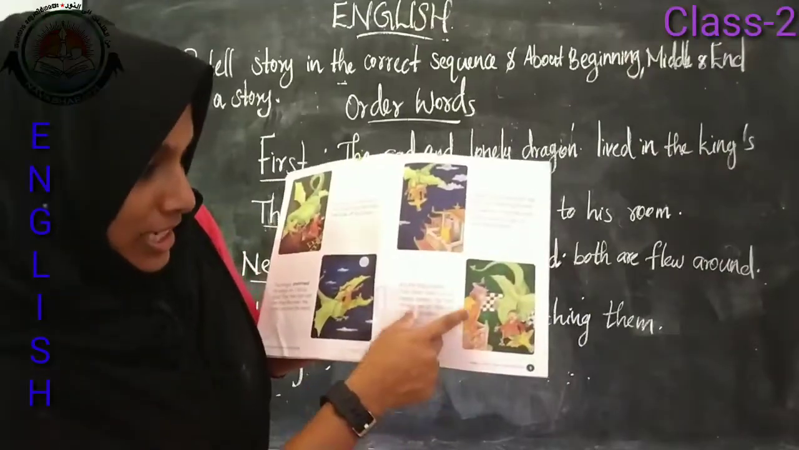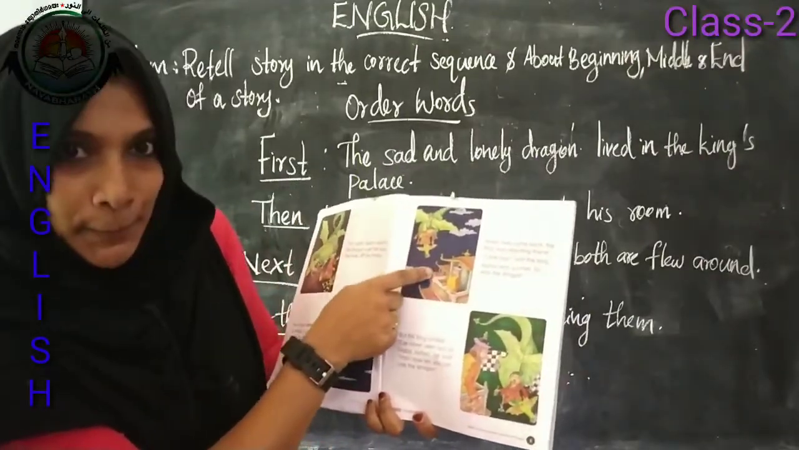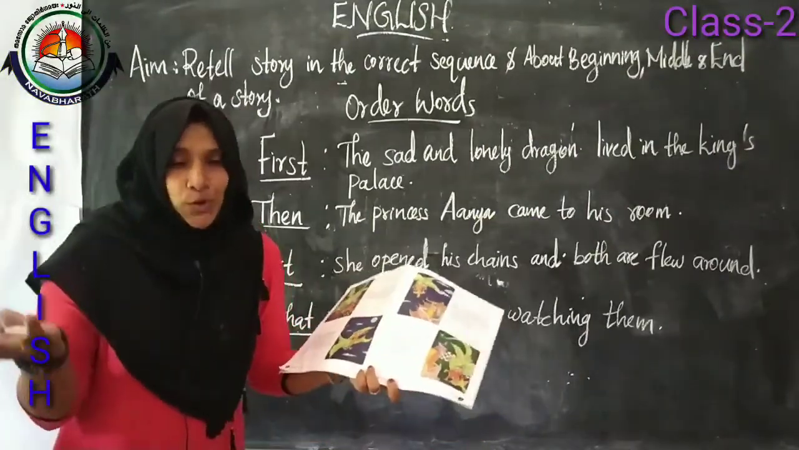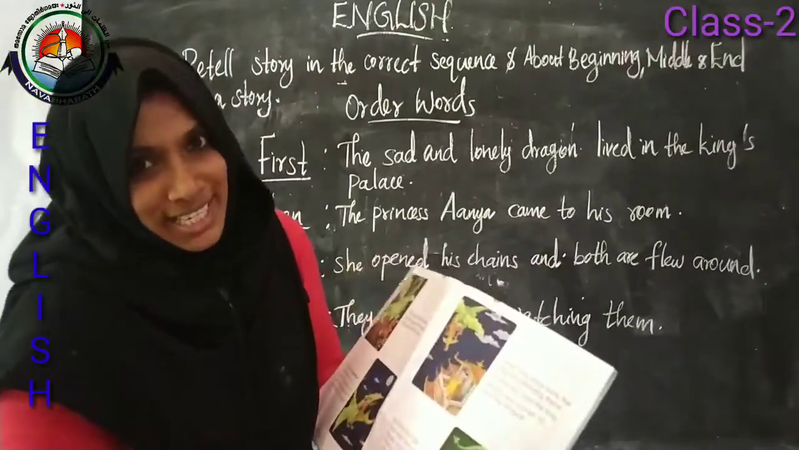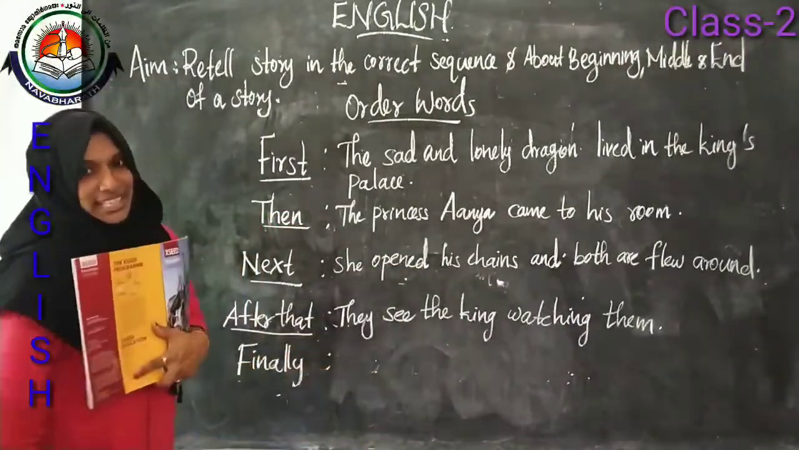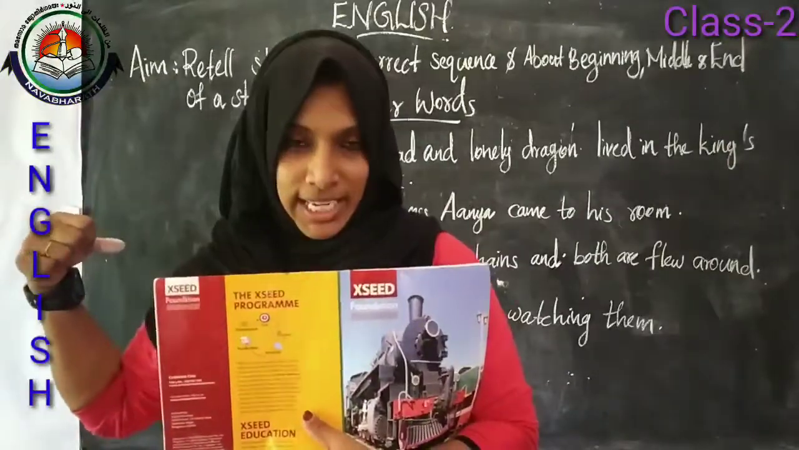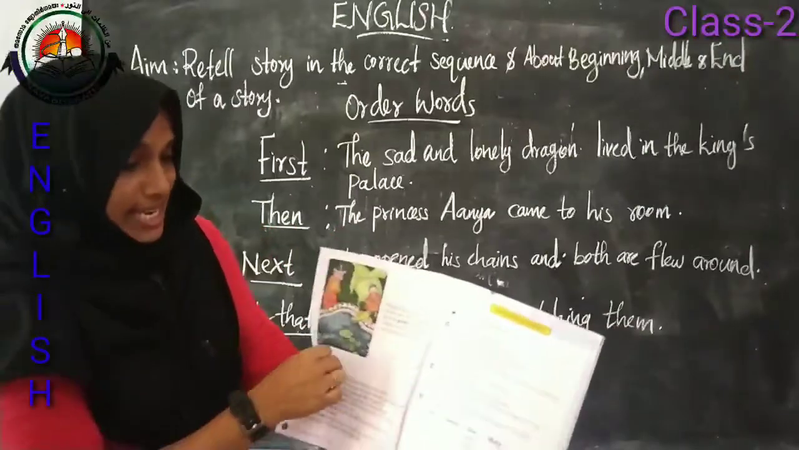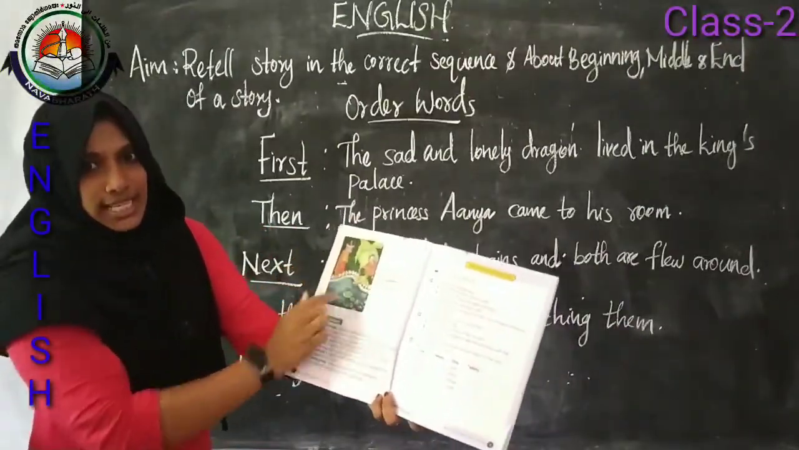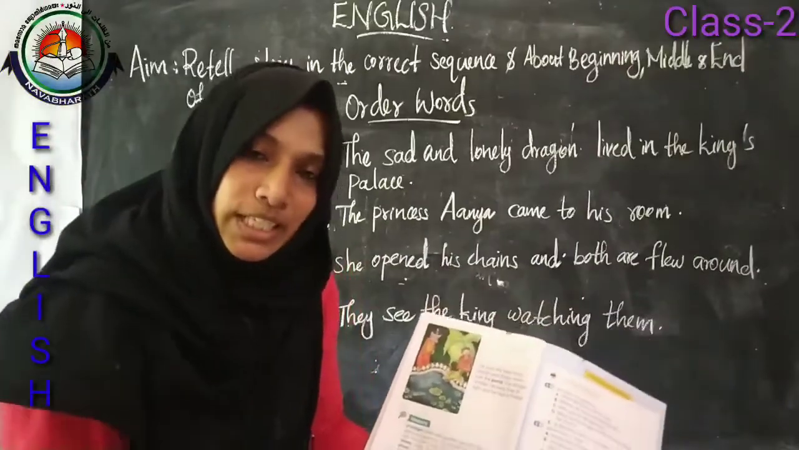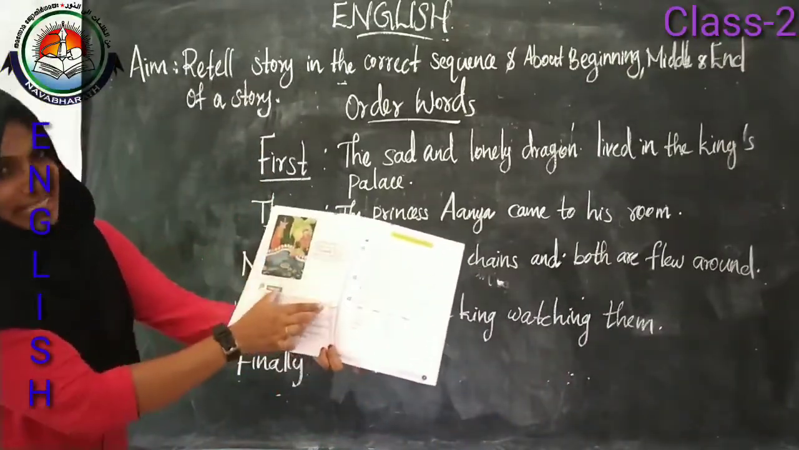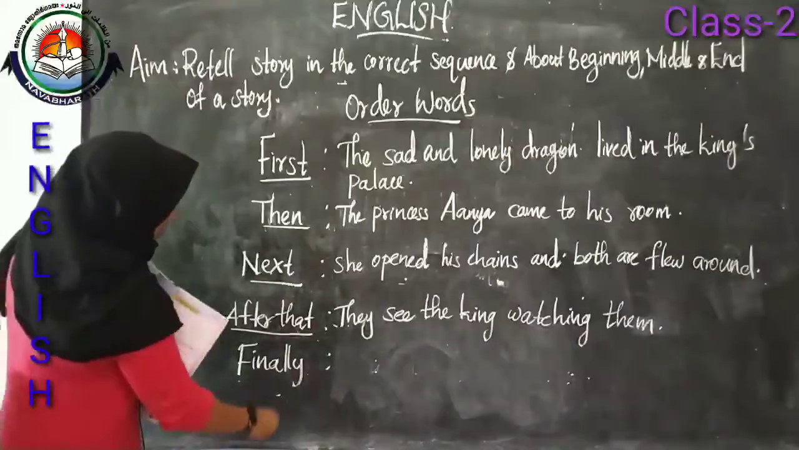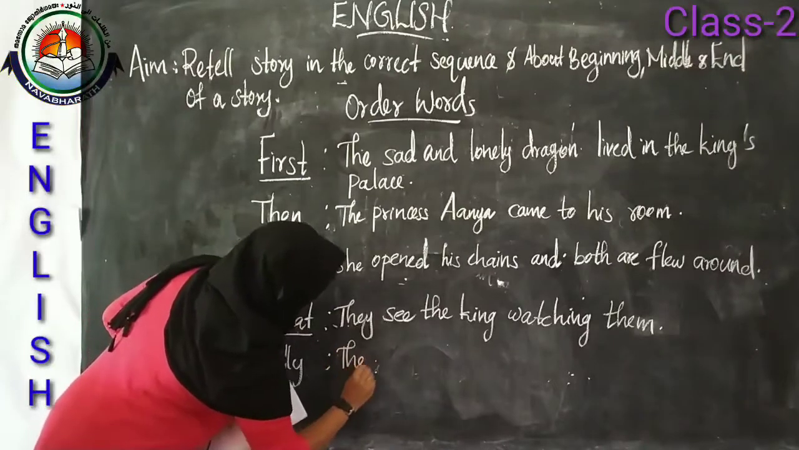Just look at this picture. Here the king was watching them. But he is not angry because he saw that his daughter is very happy with this dragon. So at last, finally, the king took the chains of the dragon and threw them into the pond, and at last they all become very happy.